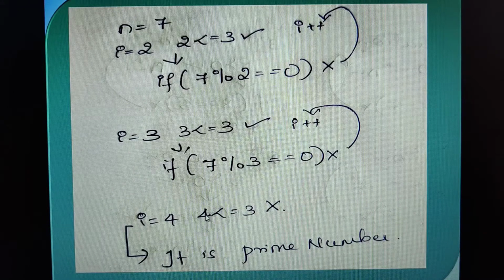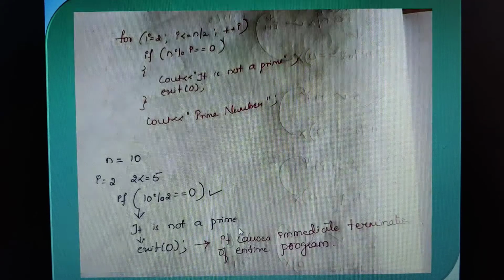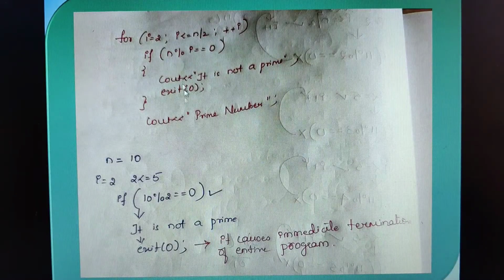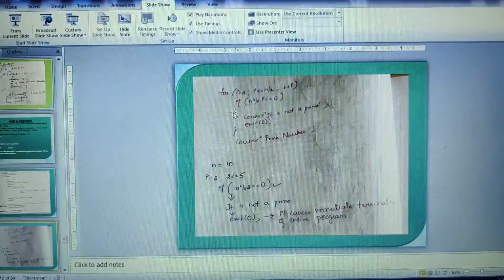When i gets incremented, the value would become 4. 4 is less than or equal to 3? The condition is false. Once this condition is false, we never enter this particular loop. The control directly jumps outside the for loop and goes to the next statement. What is there in the next statement? The next statement is printing that it is a prime number. Therefore, we can say that 7 is a prime number. I hope children you are able to understand. Now let me execute and show you the program.